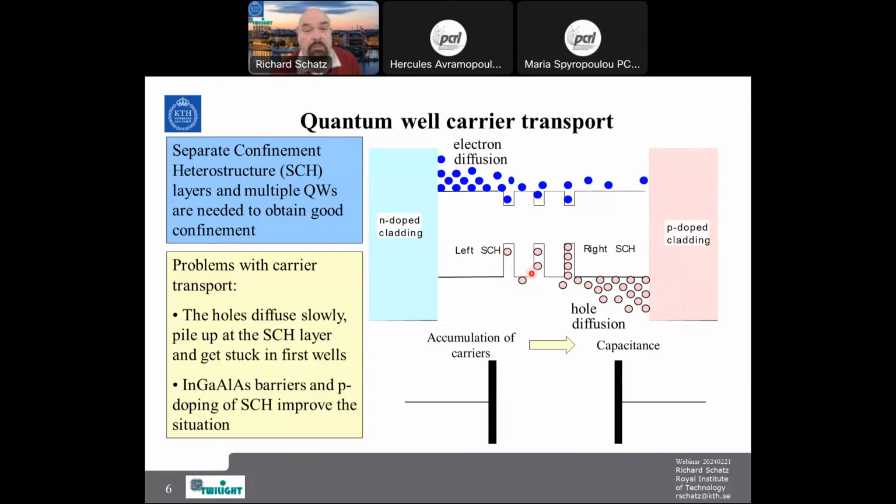The drawback with having doping in the SCH region is that you increase the losses of your laser, the optical losses, because you have free carrier absorption.